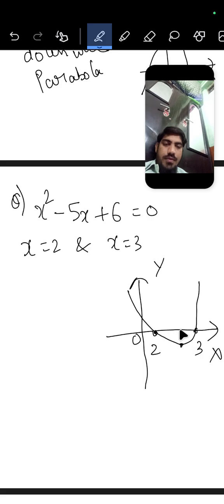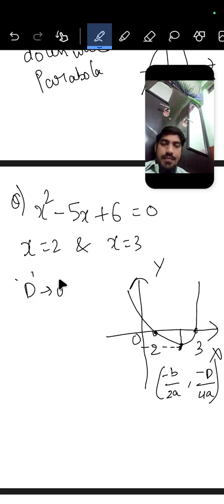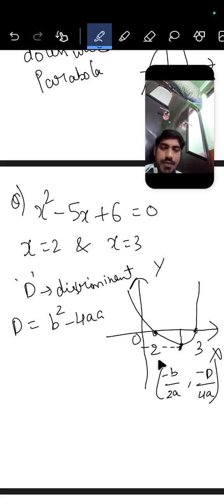then the coordinates of this vertex come out to be minus b by 2a comma minus d by 4a, where d is called the discriminant, which is equal to b square minus 4ac.